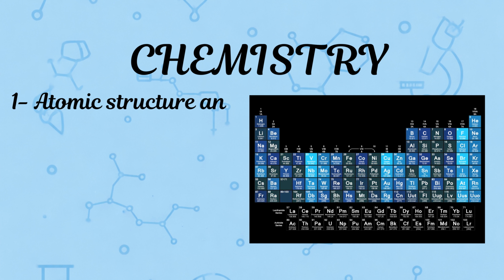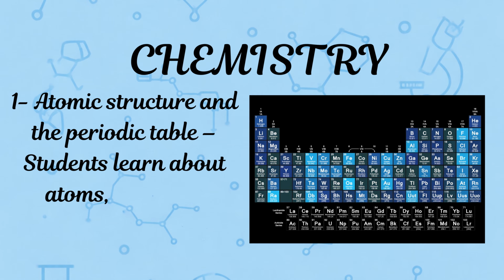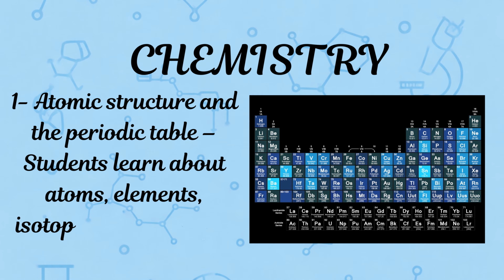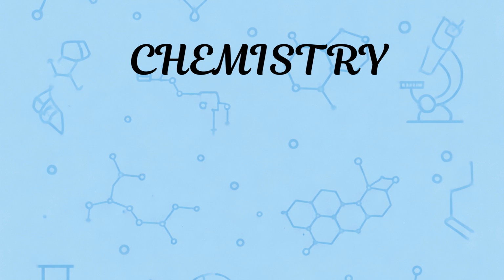Okay, moving straight into chemistry. So, number one is atomic structure and the periodic table. Students learn about atoms, elements, isotopes, and trends in the periodic table. So, for this, you're going to need to know things like what does the group number mean? What does the period number mean? What is a proton, an electron, a neutron? What is the atomic and mass number? You're going to need to know how to find the number of neutrons. There's so much in this topic, it's basically everything periodic table.